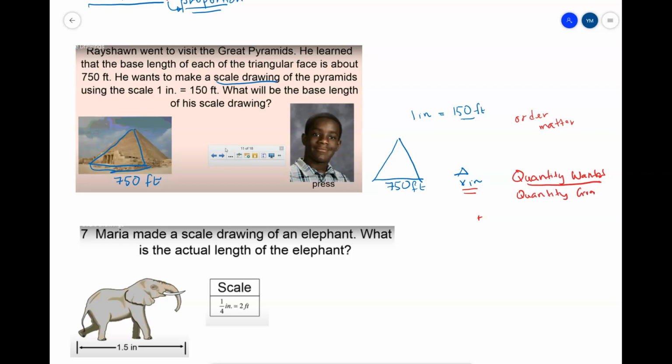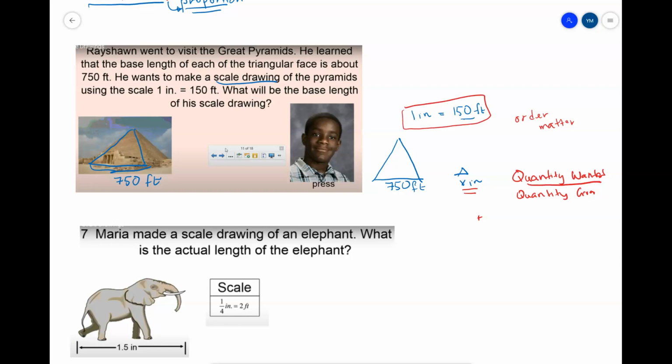So what we want to find out here is the total inches of the replica given 750 feet, right? So it's a ratio, it's a division problem. If we want to find out the inches given 750 feet, how are we going to set up this ratio? We're going to write it like this.